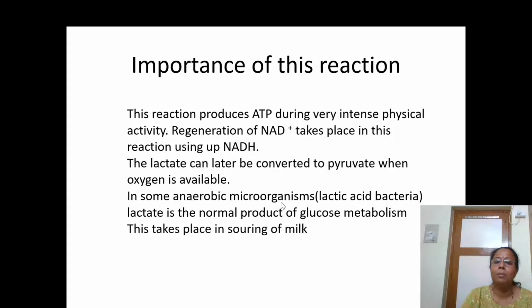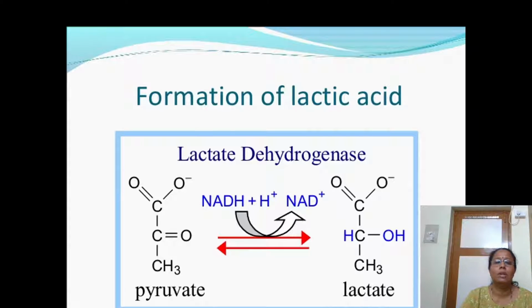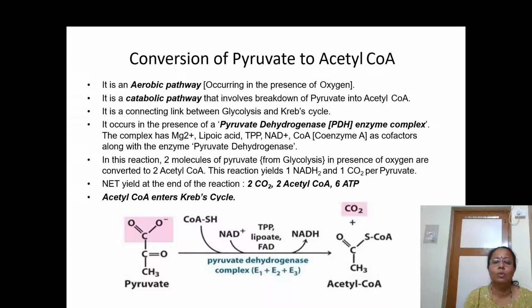In some anaerobic microorganisms, say lactic acid bacteria, lactate is a normal product of glucose metabolism, which takes place in the souring of milk. So, this is pyruvate, with its CO ketone group reduced to a secondary alcohol group, the conversion of pyruvate into lactate. So, we have seen two fates of pyruvate now. One is breakdown into ethanol and carbon dioxide. The second one is conversion into lactate.